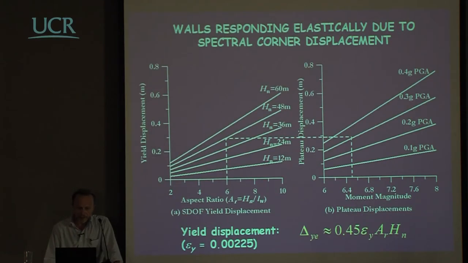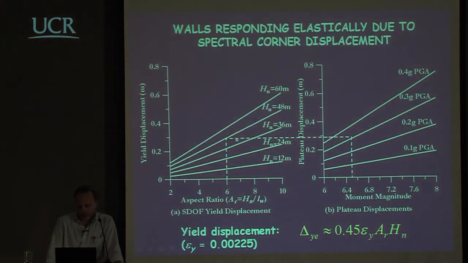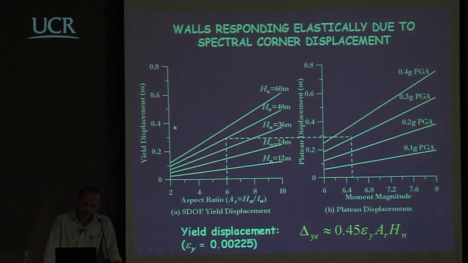What we can see here is that if you put the yield displacement on the vertical axis, and here you have the aspect ratio, you put different lines for walls of different height. When you have designed a certain wall, you can enter in this plot, and you can use this to see what happens in terms of comparing the yield displacement with the maximum displacement that corresponds in the response spectrum to the corner period.